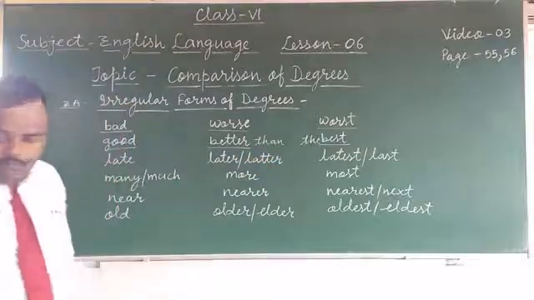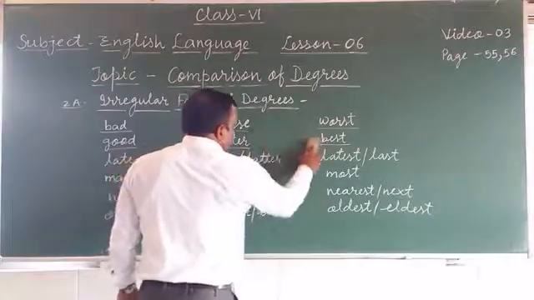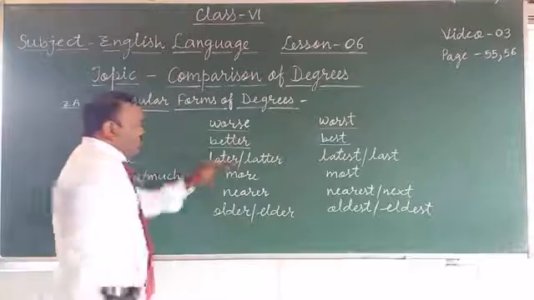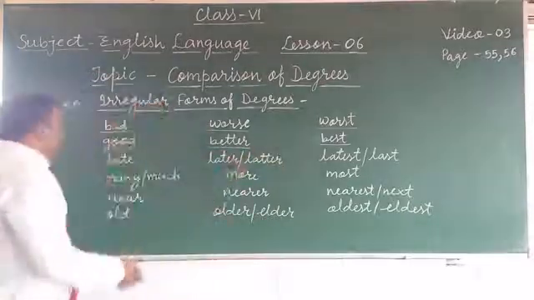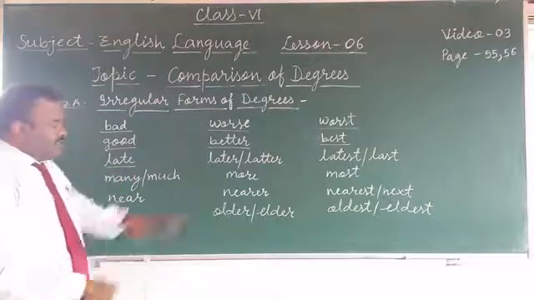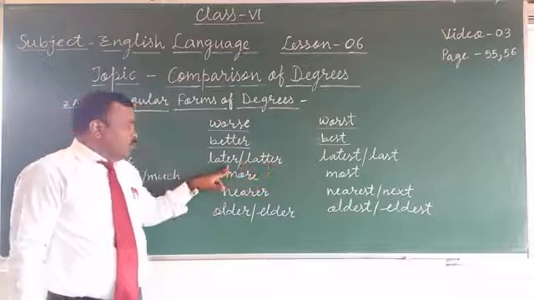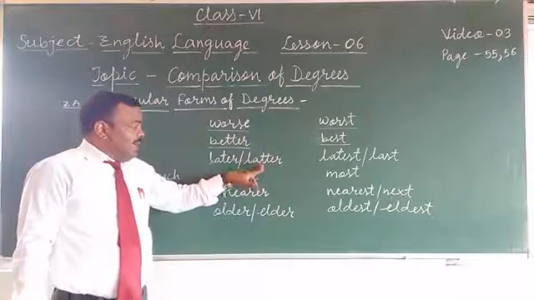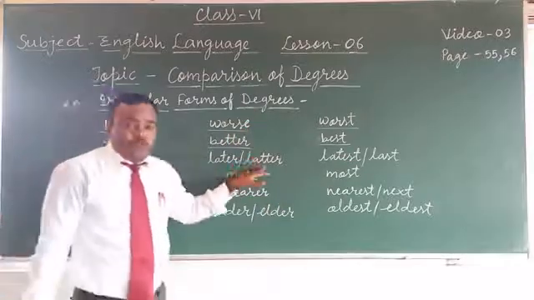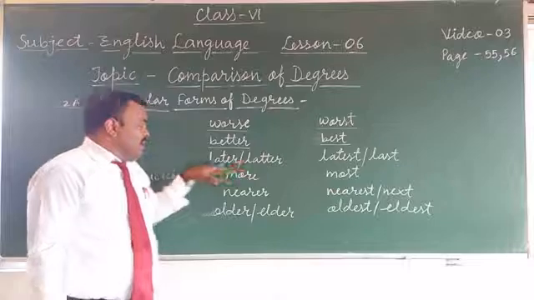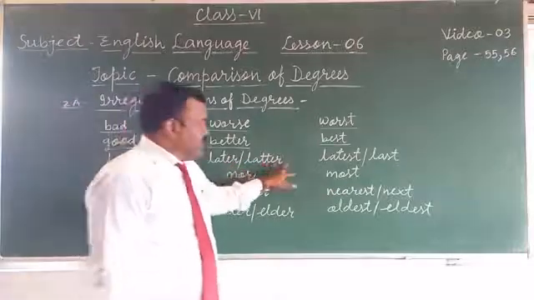Okay, so here these are the adjectives. So than and the are added. We use than after comparative degree and the before superlative degree. Late, later, and latter. Later shows time and latter shows position. The latter part of the story is interesting and he came later. Okay, so latter shows position.